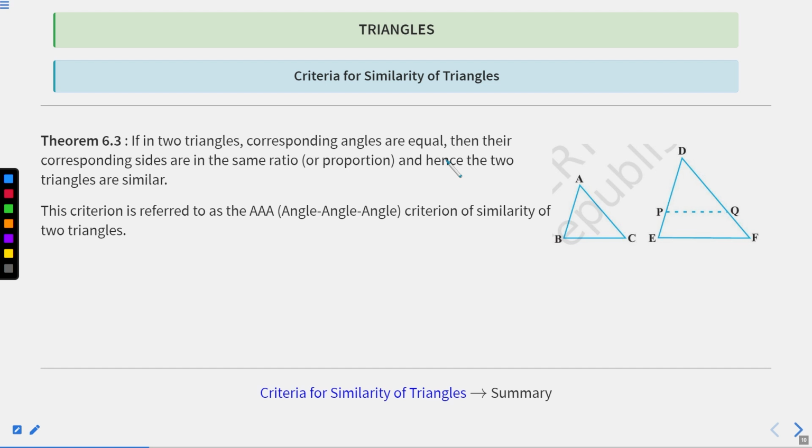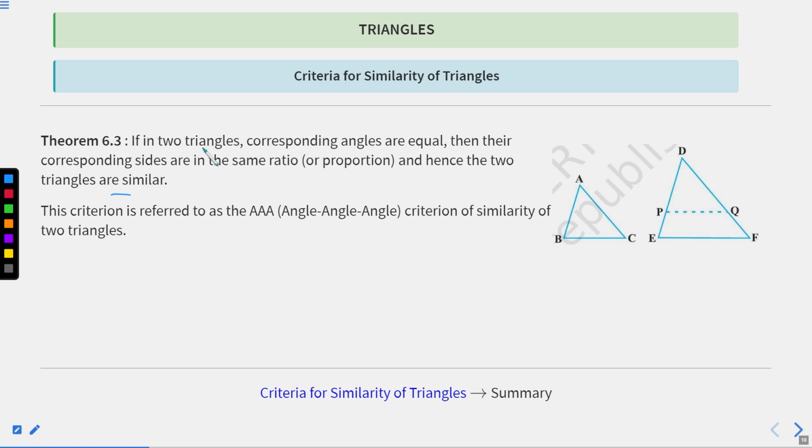So theorem 6.3: here we have given this figure, this is our triangle ABC and this is our triangle DEF. If in two triangles corresponding angles are equal, then their corresponding sides are in the same ratio or proportion, and hence the two triangles are similar.